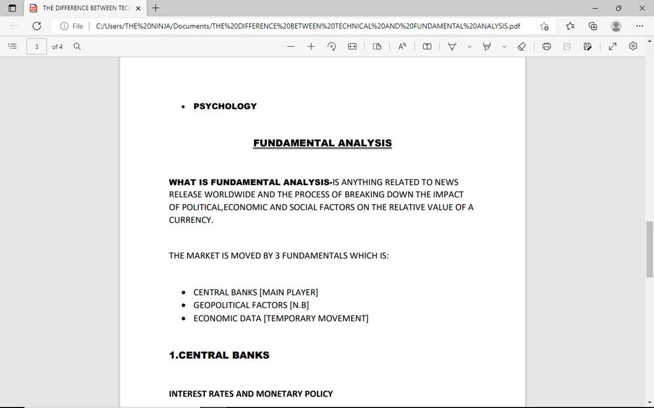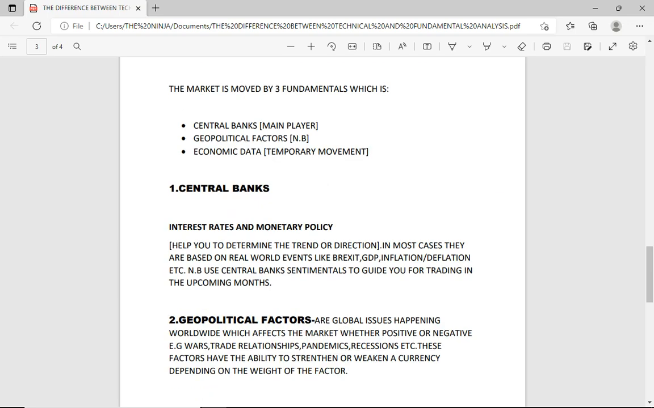Those are the geopolitical factors, recessions, those kinds of things, like pandemics such as corona. And economic data, these ones are temporary. They happen every week for a certain time, maybe just for the next 5 minutes, then the market goes back into its normal conditions. So yeah, let's go. Central banks, the main player now.